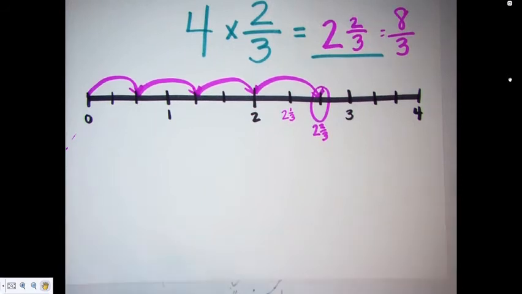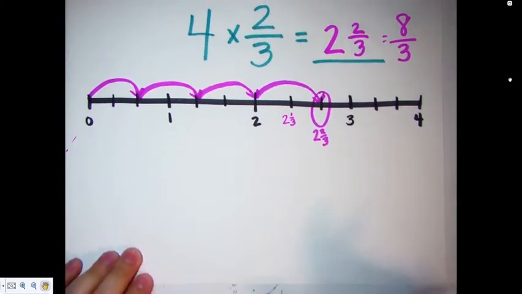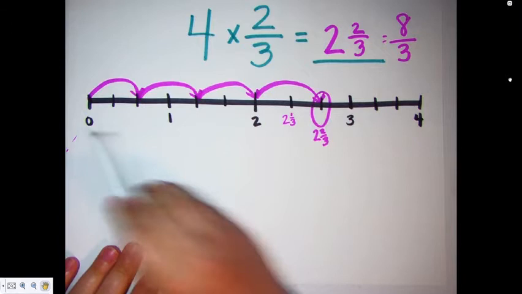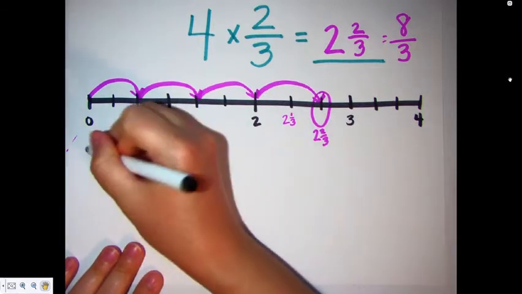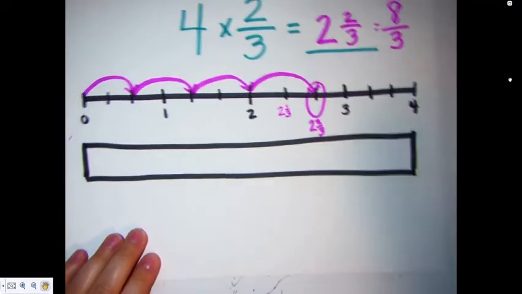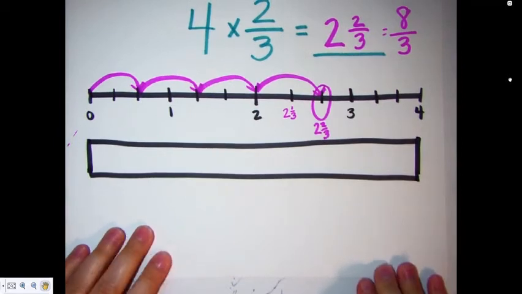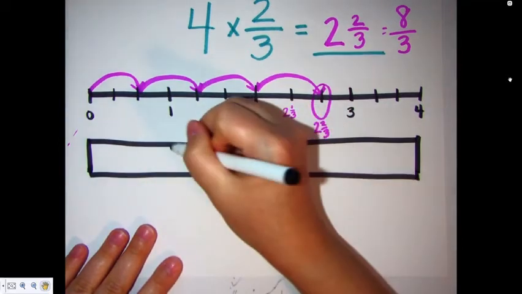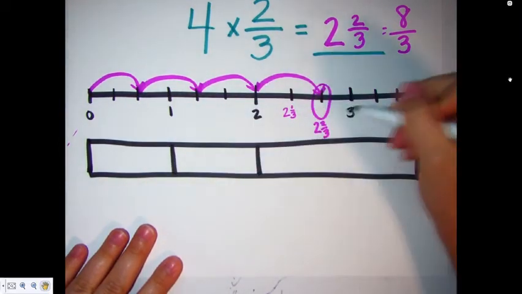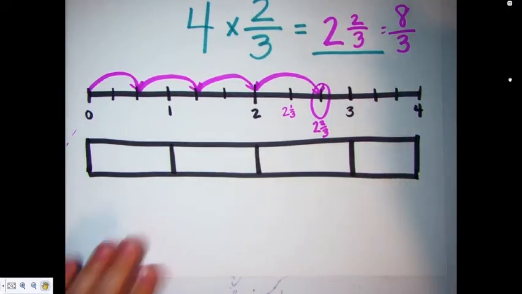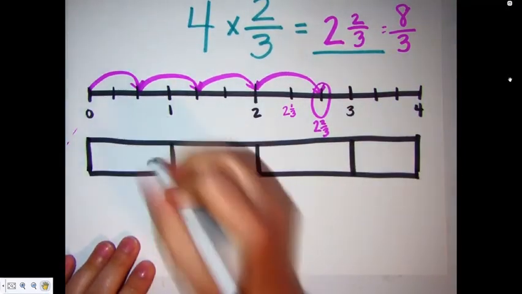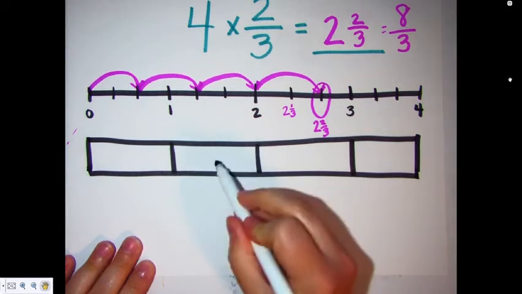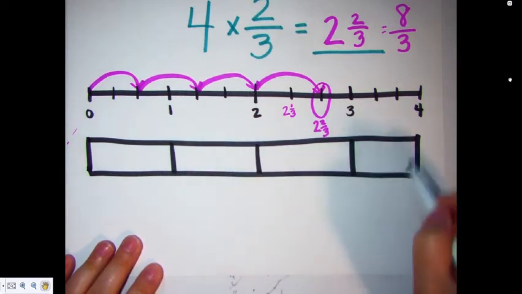Now, we can also look at using an area model or a bar model to help us with this. So I'm going to create my bar model. It's going to be the exact same length as my number line. That's just going to help me line everything up. Okay, so now I have my rectangle or my area model, and this is going to have four sections in it. So just like we did at the top, exactly where we have our whole numbers, we're going to label those. So this would be one whole, two wholes, three wholes, four wholes.